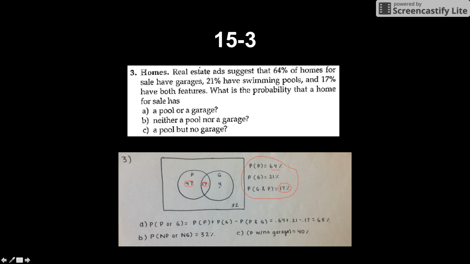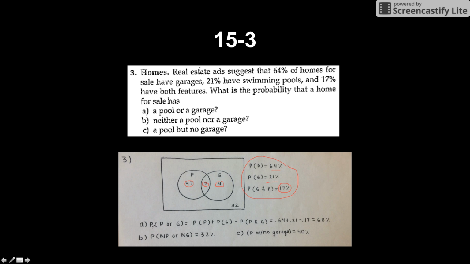I do the same over here. In garages, I have 21%. I already have a 17 in this circle. So if I just put a 4 here, 21 minus 17 is 4, I now have 21 here. Okay, so now I have things set up to actually answer these questions.